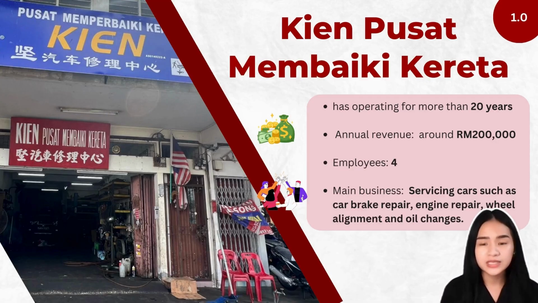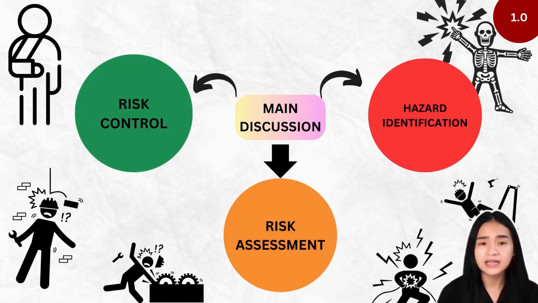The company that we choose is Game Pusat Membaiki Kereta. This company has operated for more than 20 years and has annual revenue around 200,000. This company has 4 employees, including the owner himself, and the main business for this company is car servicing, such as doing car repairing, engine repairing, wheel alignment, and oil changing. Our main discussion is divided into 3 sections, which are hazard identification, risk assessment, and risk control.